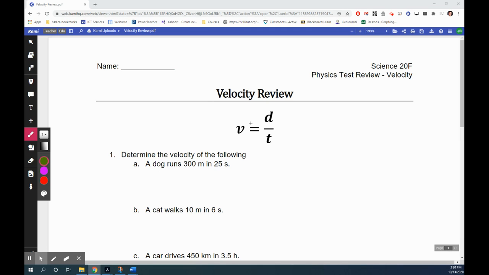Okay, in this doc and video, I'm going to review speed and velocity. Okay, so our velocity formula is right here: v equals d over t. v for speed or velocity, d for distance, t for time.